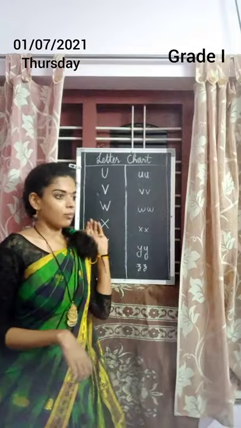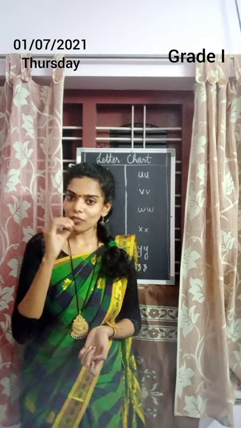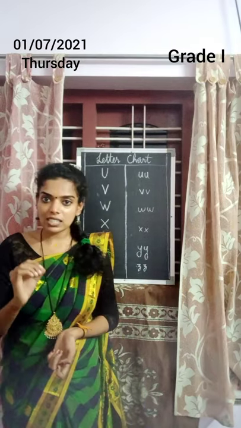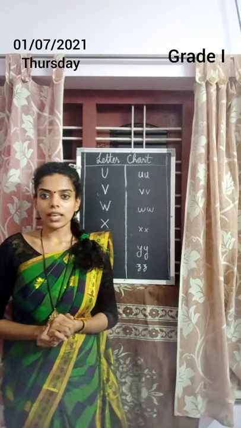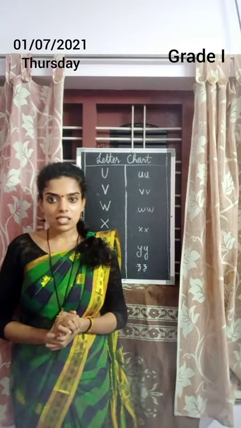So the next alphabet is X. What's the sound of X? The sound of X is X. The examples are xylophone, Xmas, X-ray.